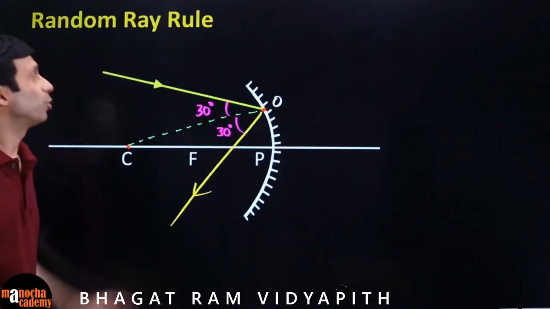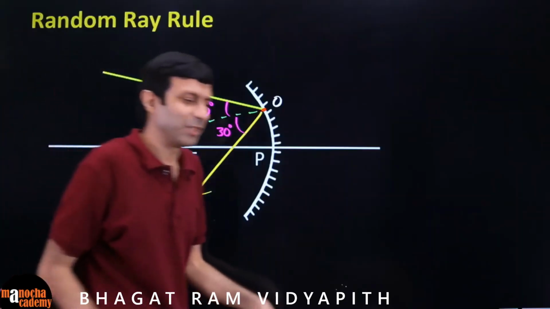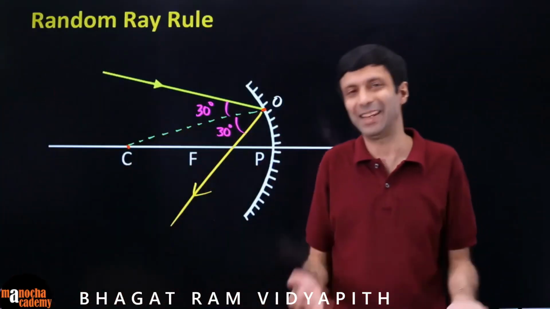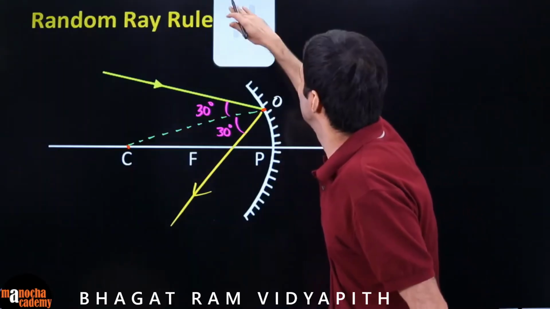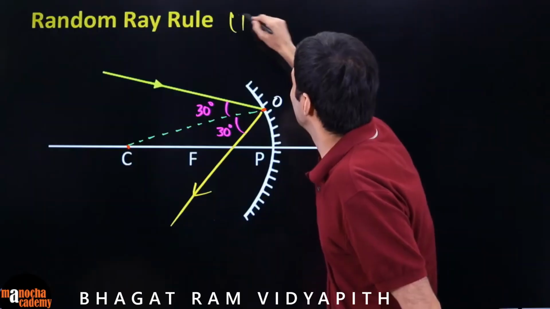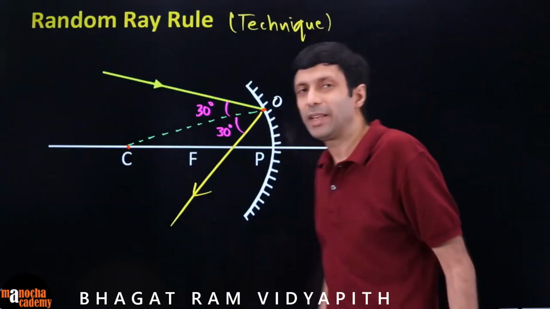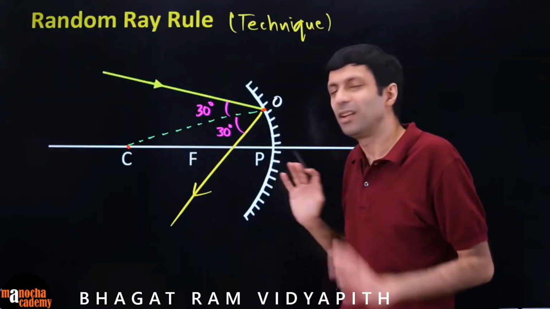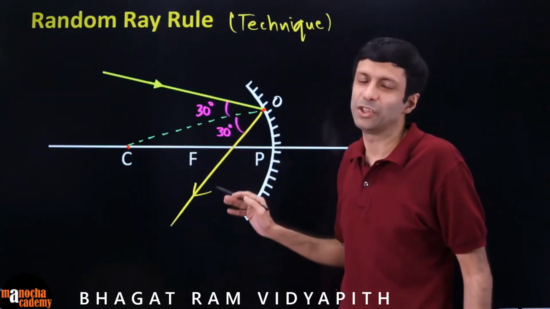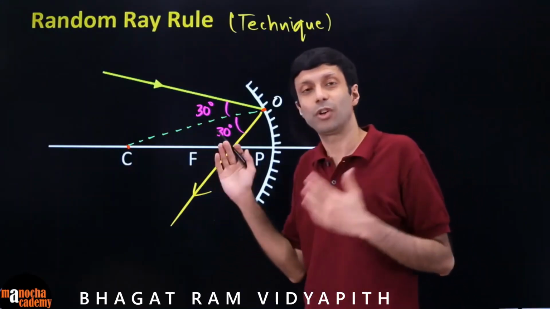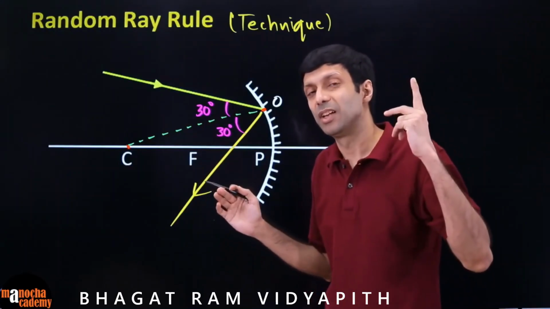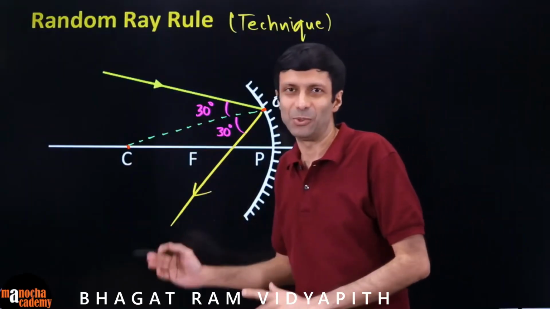Done. So this is not really a rule. I should say this is a random ray technique. So maybe we can call this the random ray. It's more like a technique here, and the whole technique relies on drawing that normal. After that, you have to measure the angles with the protractor. But typically, you will not use this kind of thing. You will only use 2 out of the first 3 rules.